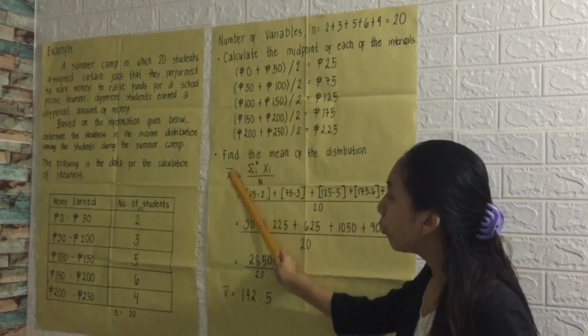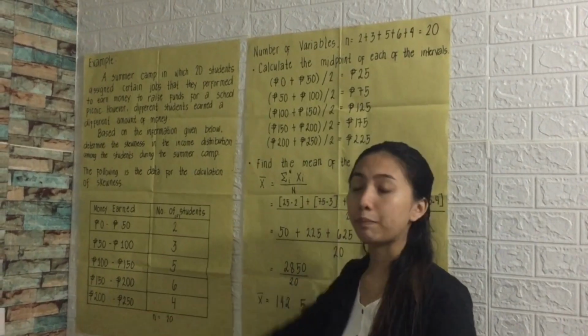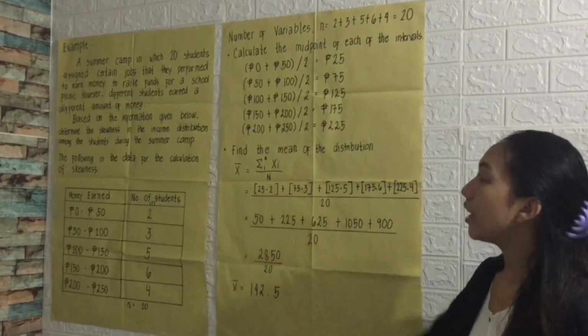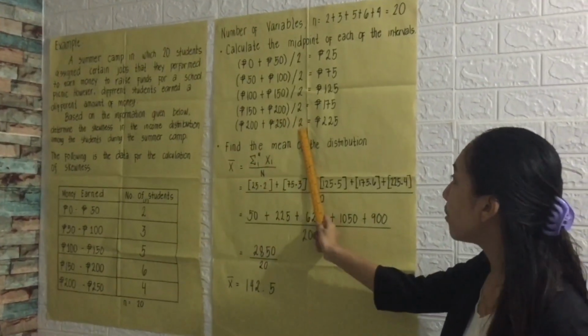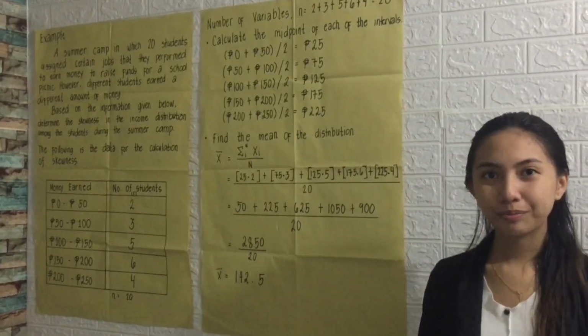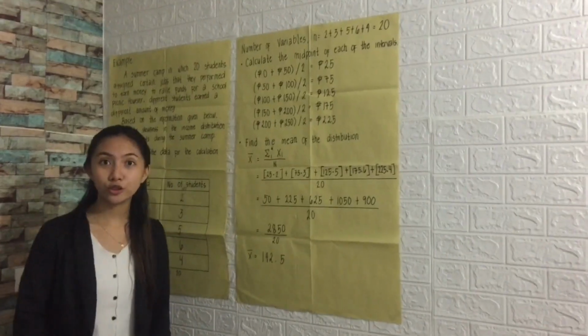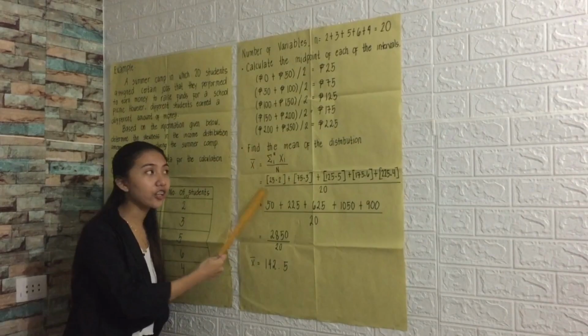And lastly, we have the data here, the 200 pesos and 250 pesos. 200 pesos plus 250 pesos is equal to 450 pesos, divided by 2 is equal to 225 pesos. So the next step is we will find the mean of the distribution. To find the mean of the distribution, we will use this formula over here.